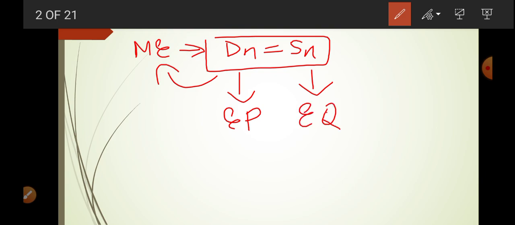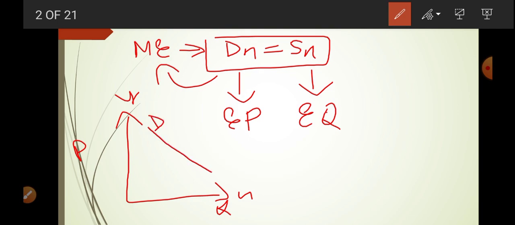as the equilibrium quantity. So on the OX axis we indicate quantity, and on the OY axis we indicate price. Demand is your downward sloping line and supply is your upward sloping line. Both intersect here, so this will be the equilibrium point. This is your equilibrium quantity and this is your equilibrium price.